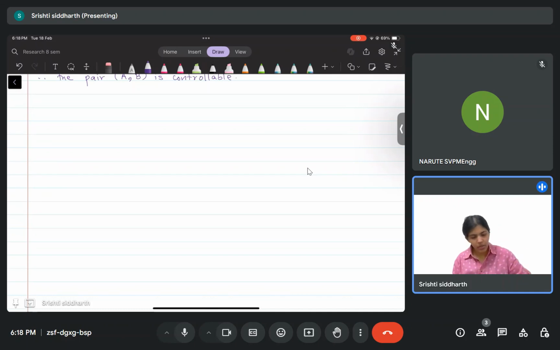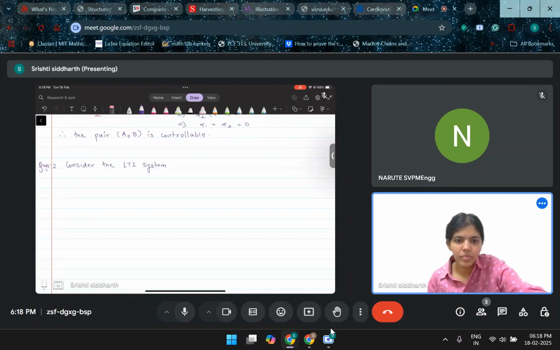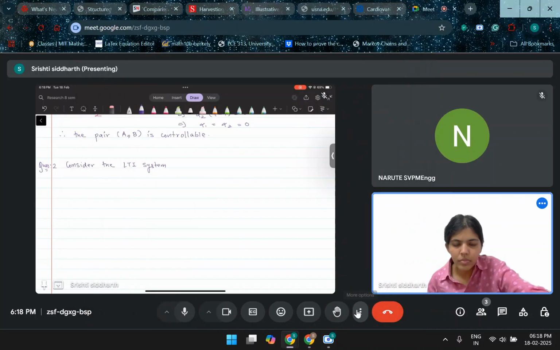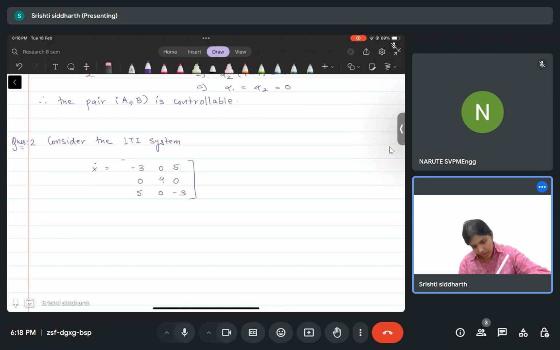Alright. So the next question deals with the decomposition for uncontrollable systems. Let's see. Question 2. Consider the LTI system x dot equals the matrix A, with rows minus 3 0 5, 0 4 0, 5 0 minus 3, times x plus the b vector 1, 1, 1.